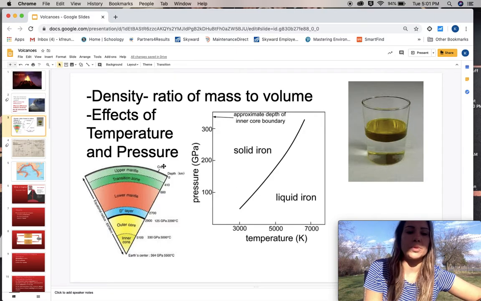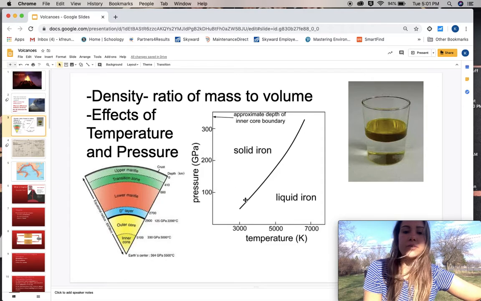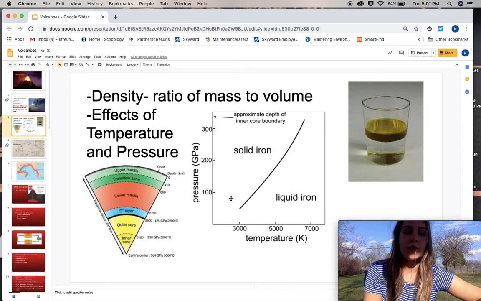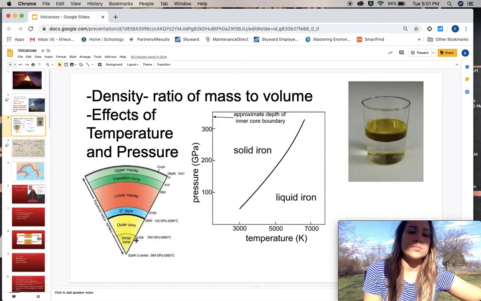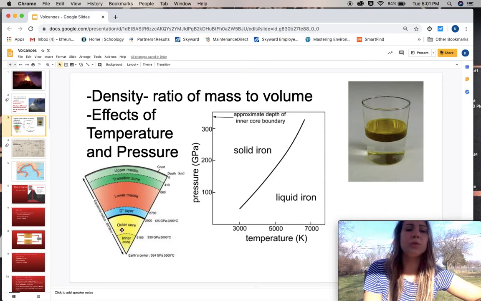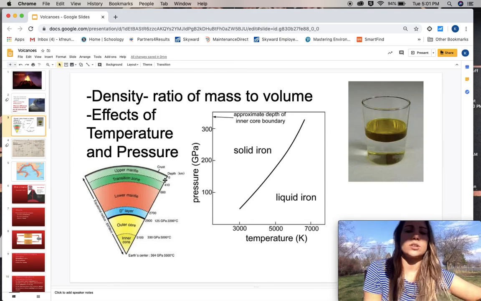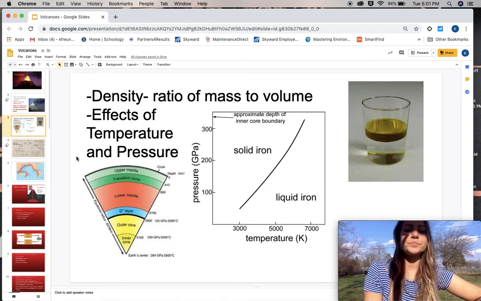If you remember, our plates are in the crust. So the crust is a solid because there's very little pressure here. So very little pressure and relatively low temperature as well when we get to the crust. So high pressure, high temperature in the inner core, low pressure and temperature in the outer crust here.